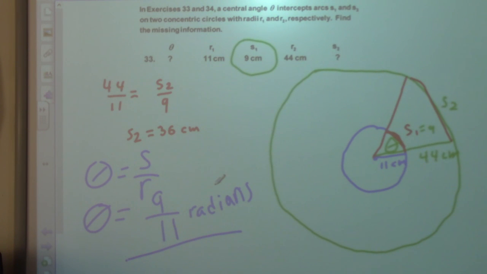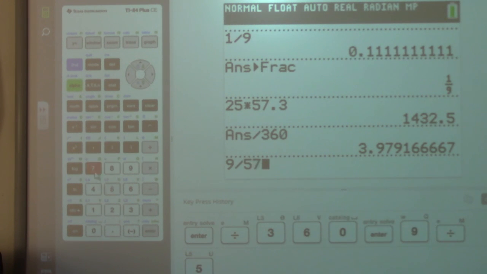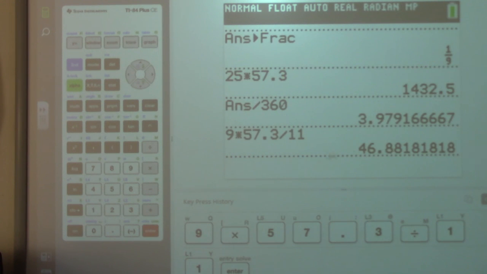Another thing I told you was, remember I told you that 57.3 degrees is 1 radian? So you take 9 times 57.3 divided by 11, so that many degrees is about what it is, okay?